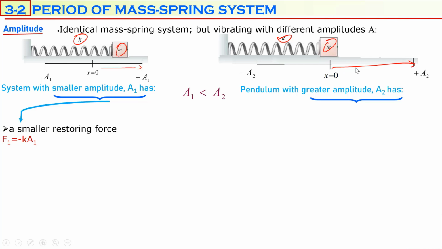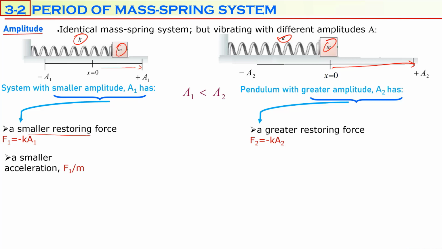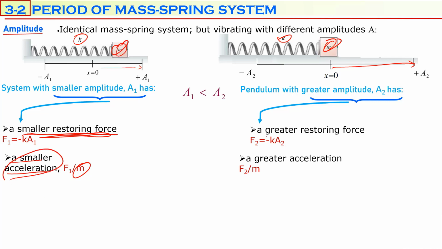Now let's check the restoring force. Because first system has a smaller amplitude, restoring force acting on the mass will be smaller for the first system, but for the second system, because amplitude is greater, a greater restoring force will act on the mass. Then we will now check the acceleration. So smaller restoring force will result in smaller acceleration because mass of both systems are the same. Greater restoring force will result in greater acceleration.